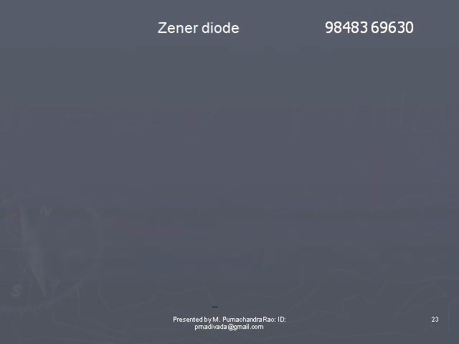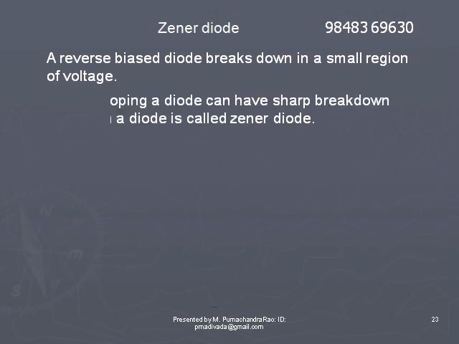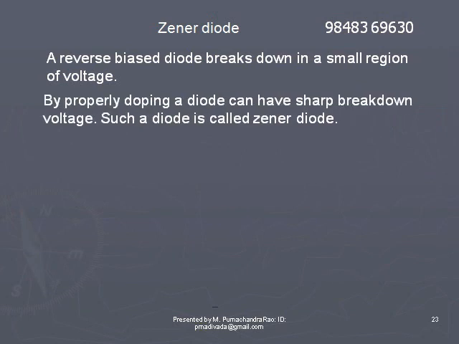Zener diode. A reverse bias diode breaks down over a small region of voltage. This is the basic principle of a Zener diode. This is the basic concept of a Zener diode.